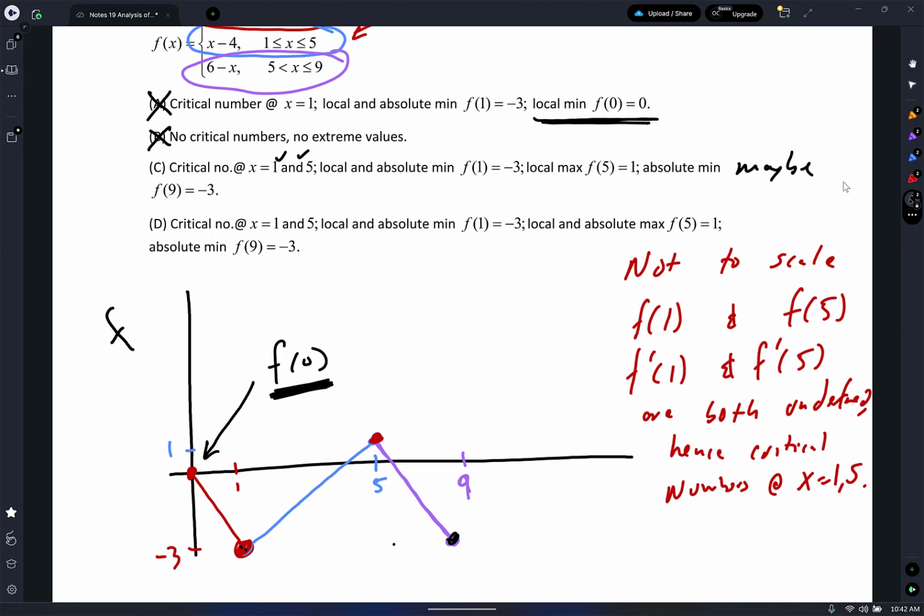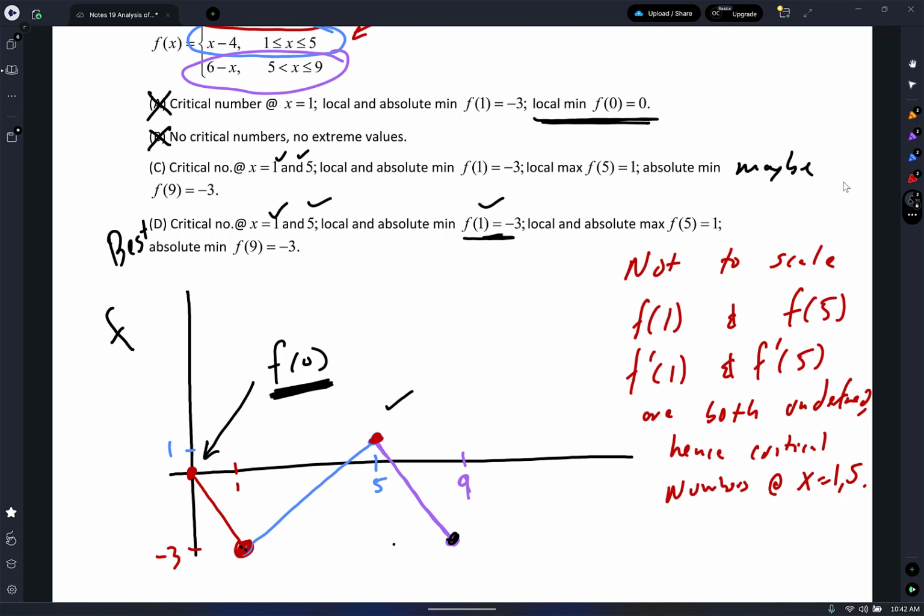So let's see what letter D says. Let's see if letter D says both. Critical number at 1 and 5. So far looks good. There it is. Local and absolute min. Oh, it does say absolute min on the top one. Local and absolute min f of 1 equals -3. Okay, check mark. Local and absolute max f of 5 equals 1. That's better. Absolute min f of 9 equals -3. Yep, letter D is the best answer.